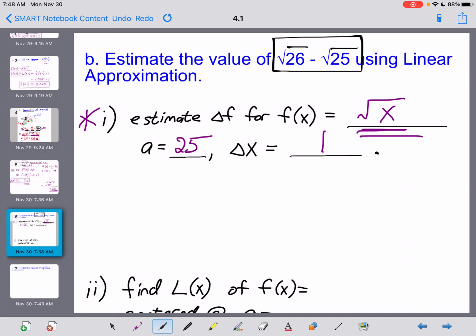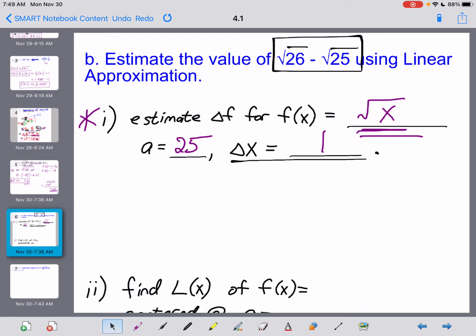Well, the square root of 26 is going to be greater than the square root of 25, so this answer should be positive. If we end up with a negative, the mistake we made is probably coming from right here, and it probably means the delta x should have been a negative 1 rather than a positive 1. Let's not worry too much about that right now. Let's just remember that this answer needs to be positive. Okay, so what's next? That's really it for that. We're basically just translating the question here.